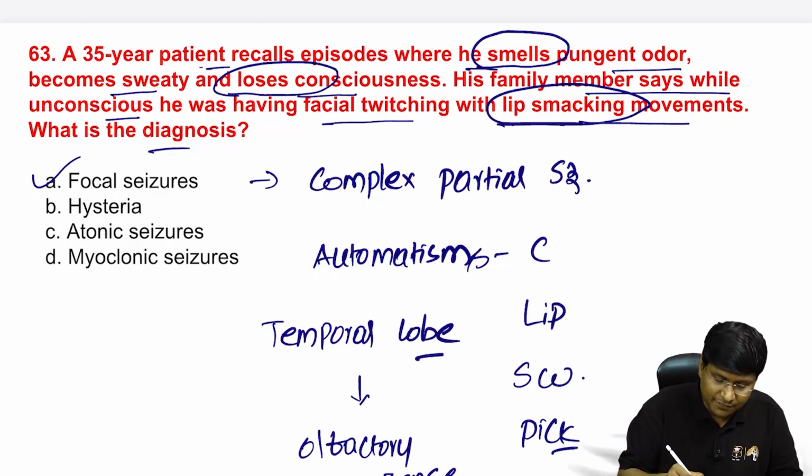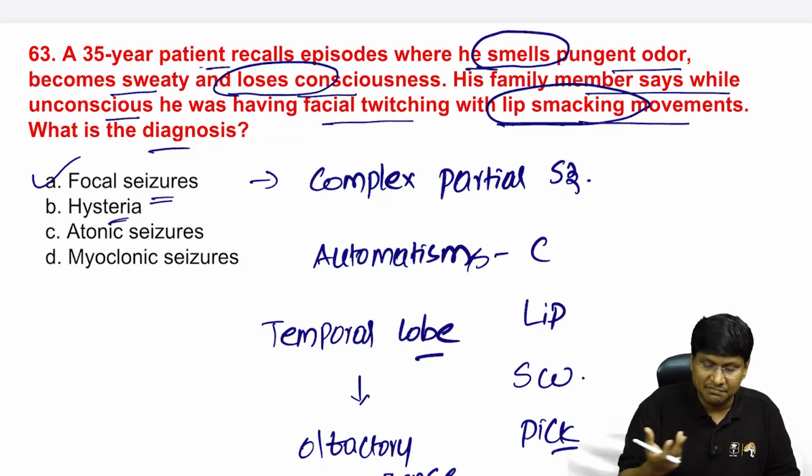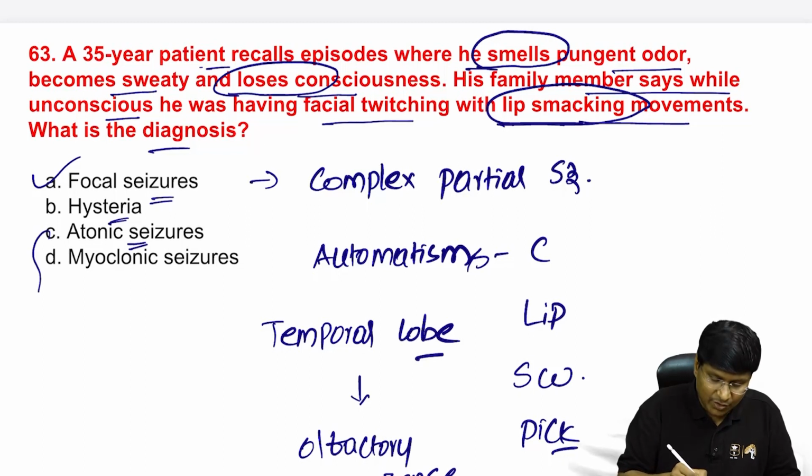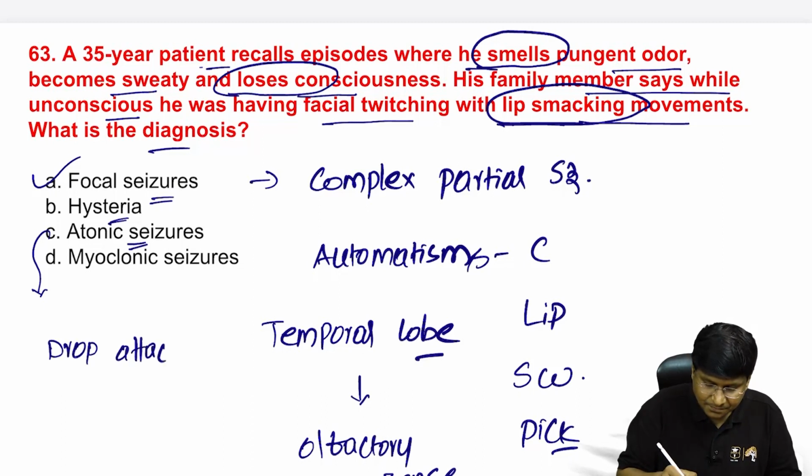So this is a case of the focal seizures. And in case of hysteria, you don't have these automatisms, and you don't have these abnormal smell sensations. In atonic seizures, there will be sudden loss of tone within the skeletal muscles, and these patients will have drop attacks. And the drug of choice will be valproic acid.